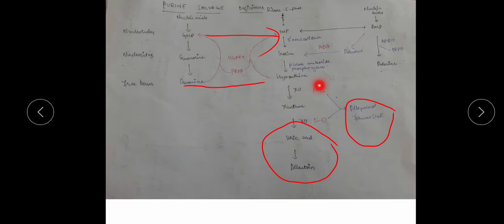Xanthine oxidase is the enzyme which acts here: hypoxanthine to xanthine, xanthine to uric acid. This enzyme is inhibited by allopurinol and febuxostat. Whenever there is hyperuricemia, increased production of uric acid, as in gout, we can give these drugs, allopurinol and febuxostat. They inhibit xanthine oxidase, so there is no formation of uric acid.